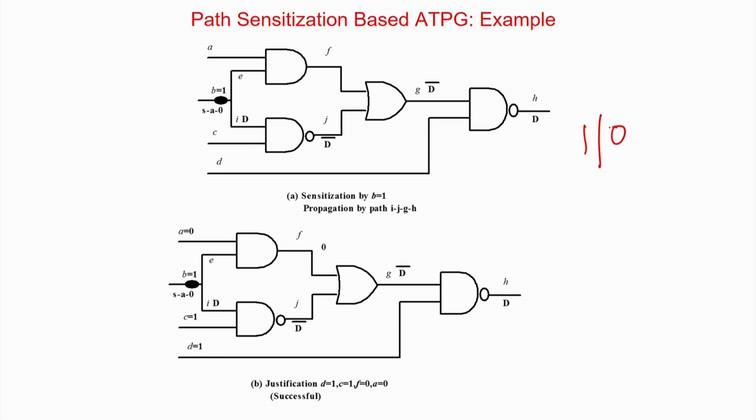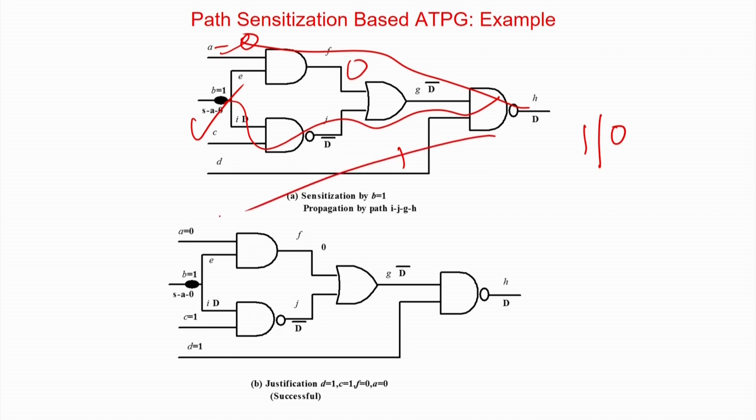So sensitization is done, propagation is done. Now I have to justify. Again this justification is simple. Anyway this is D, so I have to have a 1. Now if you see, this line is D bar, so this line has to be a 0. Of course, because otherwise the controlling value will be lost. Now how do I get a 0 at the output? A also equal to 0. Now you are done. So in this case, by selecting another alternative path, you could find a test pattern, because fault sensitization, propagation and justification are all satisfied.